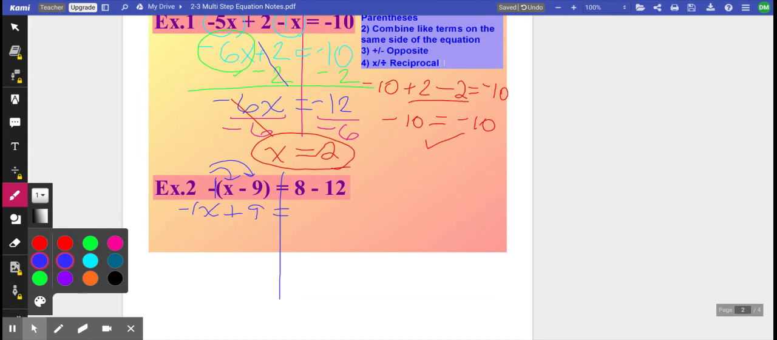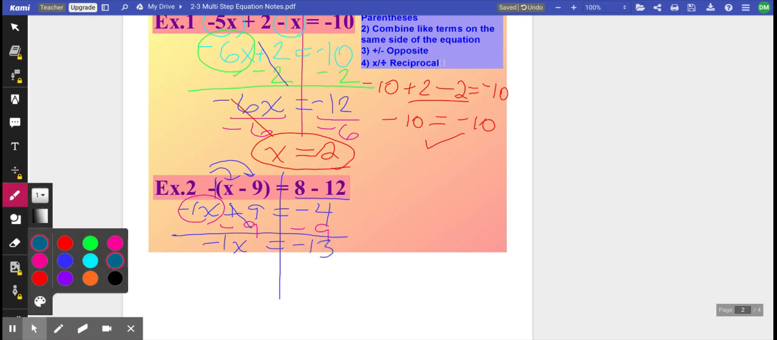And then we have 8 minus 12. These are like terms on the same side of the equation. I combine them and I get -4. I have now simplified it to a two-step equation. I get rid of my term first. I did an opposite, so I subtracted 9. -1x equals -4 minus 9, same signs add and keep. I'm at -4. I'm going back 9, so I'm going to the left. So that's why you're adding and getting that -13.